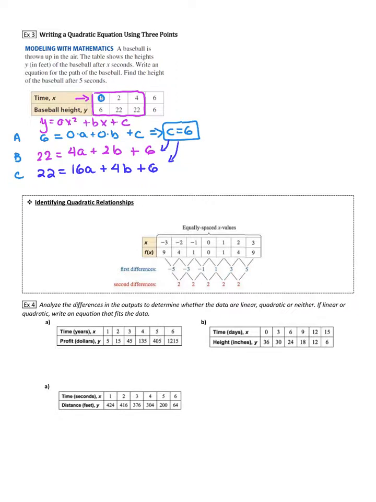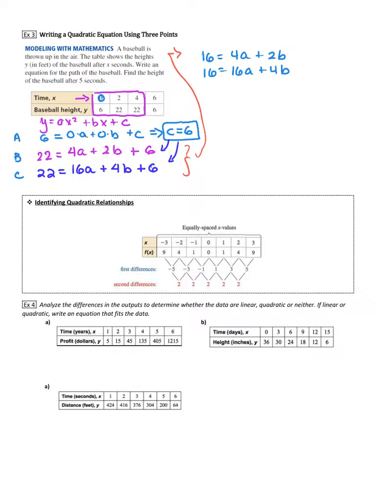And so with these two, I'm going to continue up here. We're going to simplify things. So I'm going to subtract 6 to the other side. So I have 16 equals 4a plus 2b. And this other one, I'll also have 16 equals 16a plus 4b.